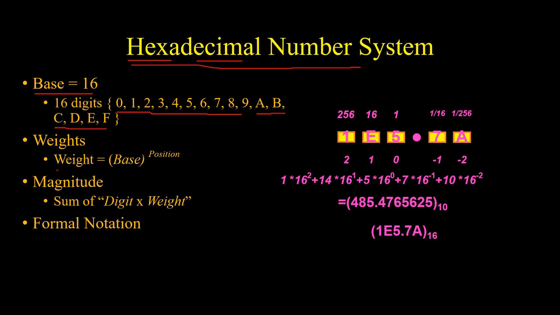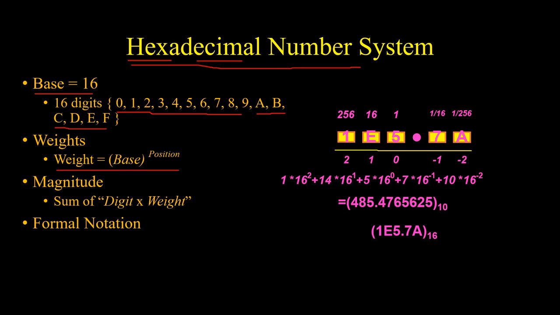In the given example, we have 1E5.7A, a hexadecimal number, and we wish to represent it in decimal number system. So first of all, we will assign position to every digit, and then we will use the relation to find weight, which is base power position, and then we will determine magnitude by multiplying digit into its weight. So the rules of position are the same. We will assign position numbers -1, -2 and so on to all the digits which are to the right of the decimal, and then we will assign position numbers 0, 1, 2 and so on to all the digits which are to the left of the decimal point.